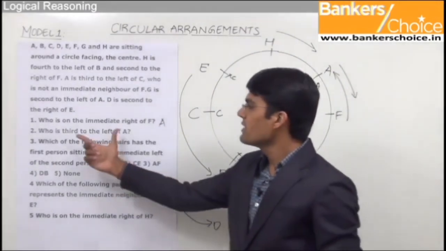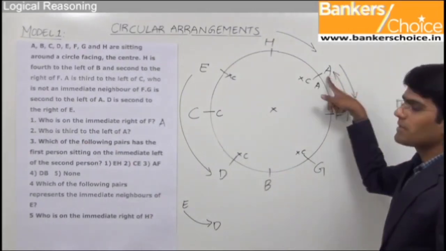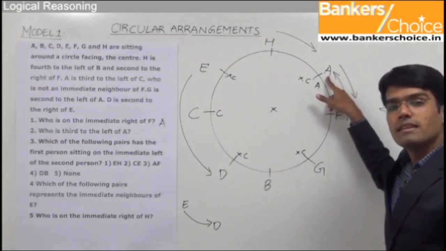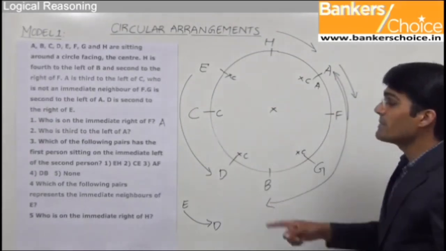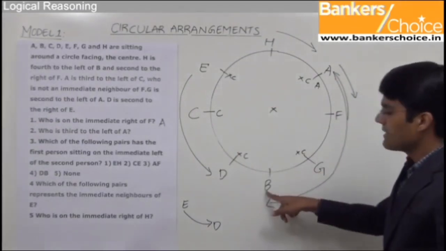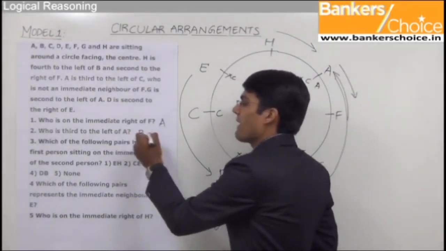The second question is, who is third to the left of A? Now A is in this position and left of A is in the clockwise direction. So in the clockwise direction, the person who comes third is B. So we can say that B is third to the left of A.